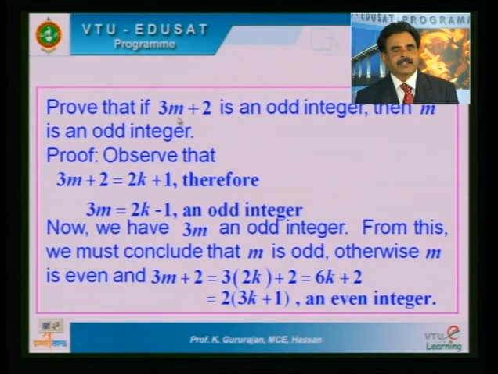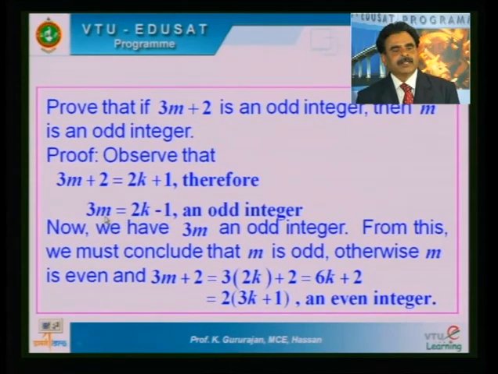Now I start with the assumption that 3m plus 2 is odd. So I must prove that m is also odd. Now how to prove this result? Because we assume that 3m plus 2 is odd, I can write 3m plus 2 as 2k plus 1, the same argument which we used in the previous slide. So from here, taking 2 to the other side, I will get 3m equal to 2k minus 1, an odd integer.